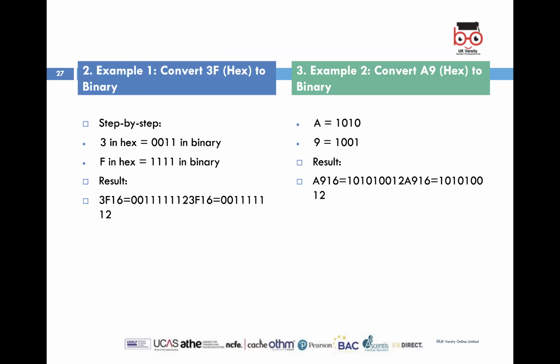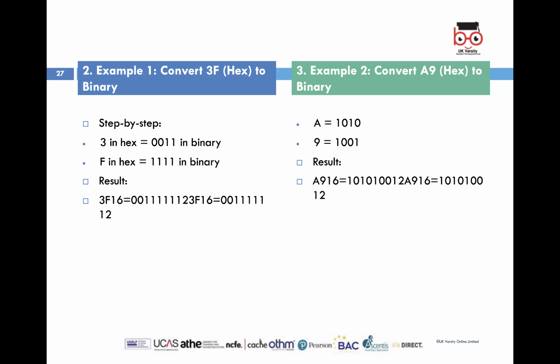So, example, convert 3F hex to binary. 3 in hex is 0011 in binary, looking at that table before, and F in hex is 1111 in binary. So the result for 3F base 16 will be 0011 1111.